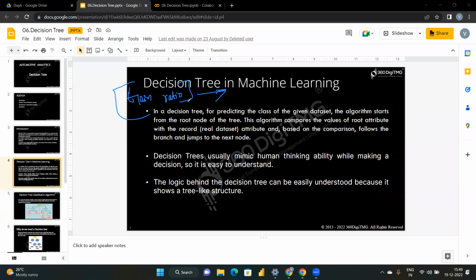Next we'll be seeing how reduction in variance works. Reduction in variance is an algorithm used for continuous target variables. This algorithm uses the standard formula of variance to choose the best split. The split with lower variance is selected as the criteria to split the population. Okay guys, so it is very important.